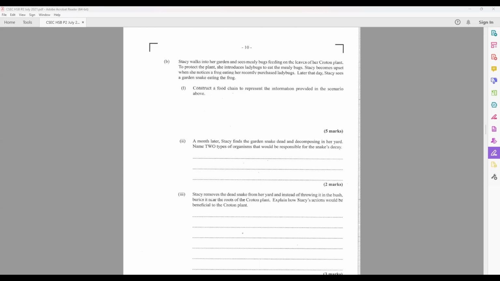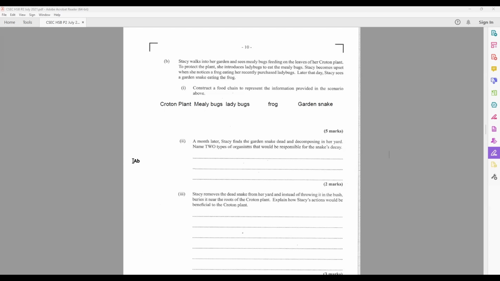And just reading it, take it one step at a time. The croton plant eaten by the mealybugs, eaten by the ladybugs, eaten by the frog, eaten by the garden snake. And you put arrows in a forward direction to show which one is doing the eating.